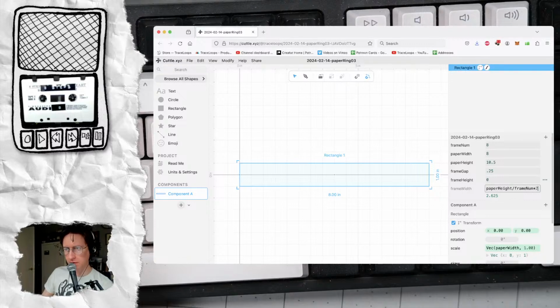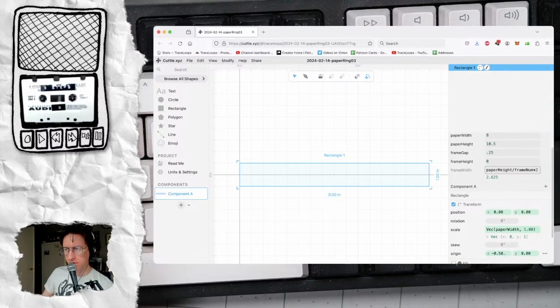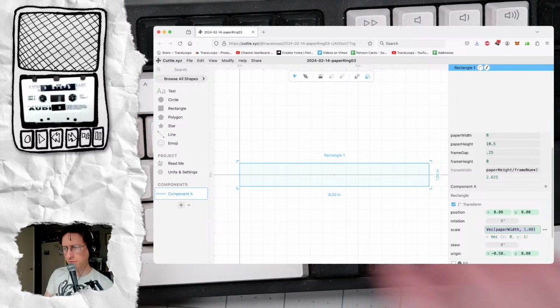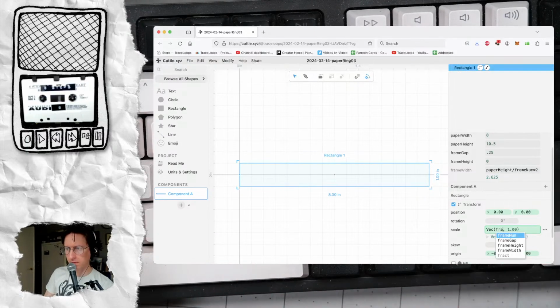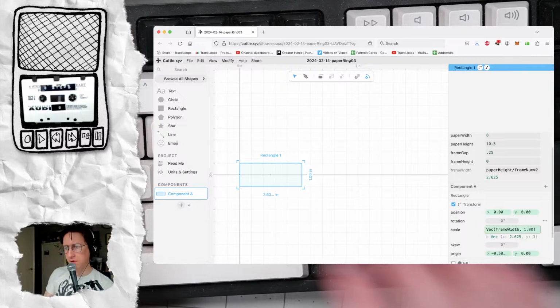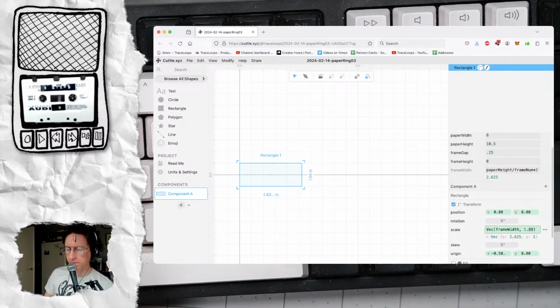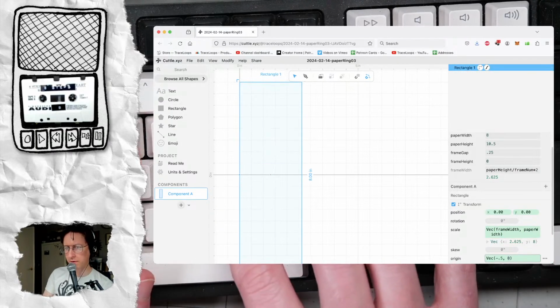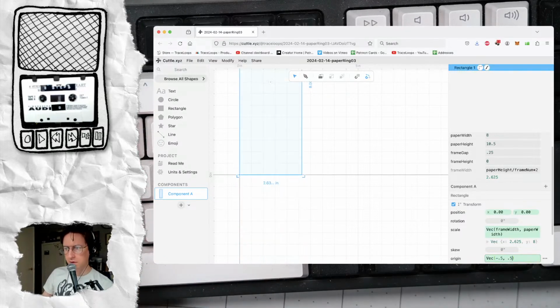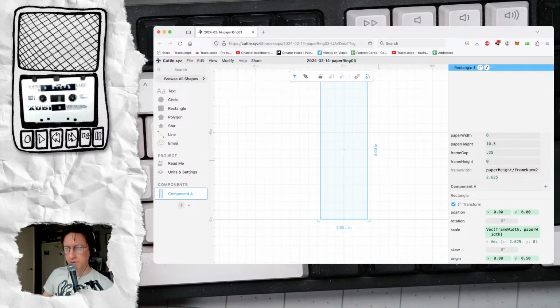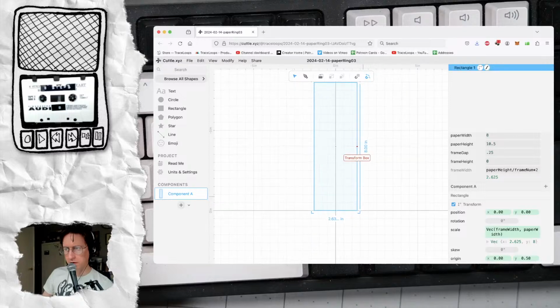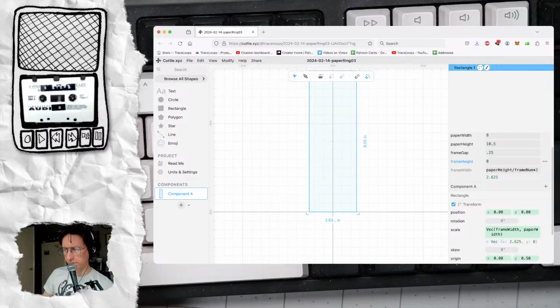So that I have a better sense of what I'm looking at, I'm actually going to change this to be frame width, and this will be paper width, and this will be negative 5. And I can reset this back to 0 because I'm mostly working in this direction. So the frame gap is going to be 0.25.